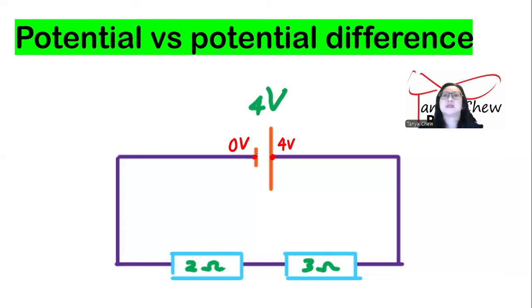What about the potential difference? Okay, let me tell you about the potential difference. Difference means minus, the difference between the two. So how do you find the potential difference across the two terminals? Very simple. If you want to find the potential difference between these two terminals, you just take 4 volt minus 0 volt, which is equal to 4 volt in this case. That's potential difference. So I hope you get the concept.